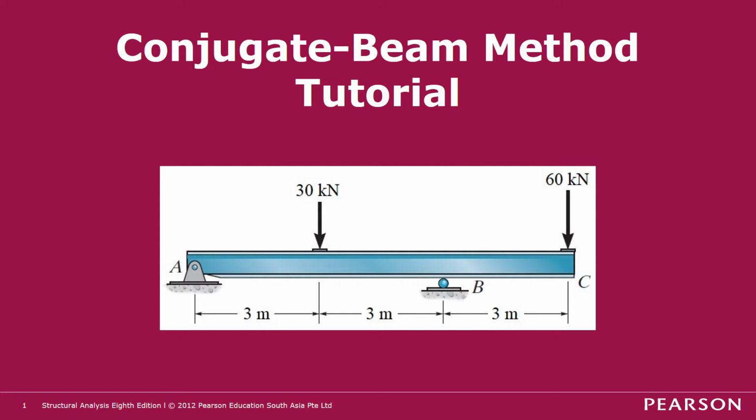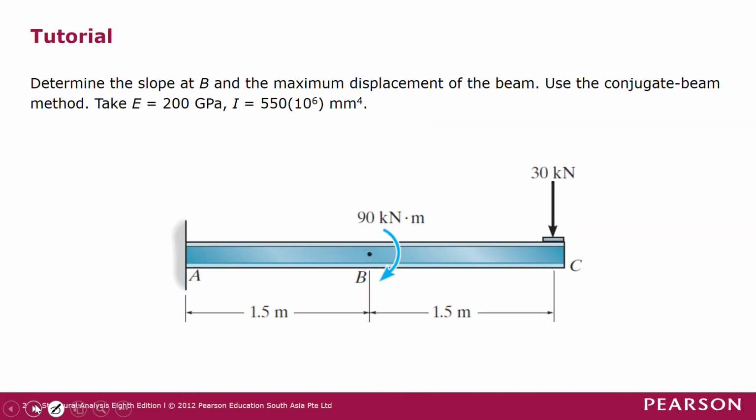In this video, I'm going to show you some tutorial solutions on the conjugate beam method. The first question that we are going to look at is a cantilever beam with loadings as such. We want to determine the slope at B and the maximum displacement of the beam. The maximum displacement will be considered the maximum at C.